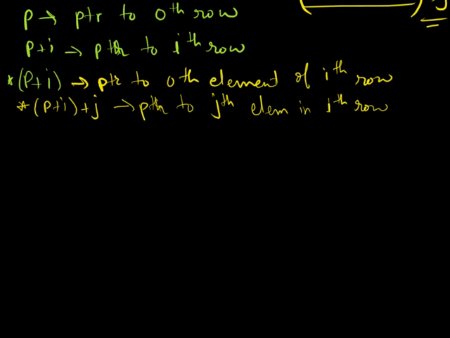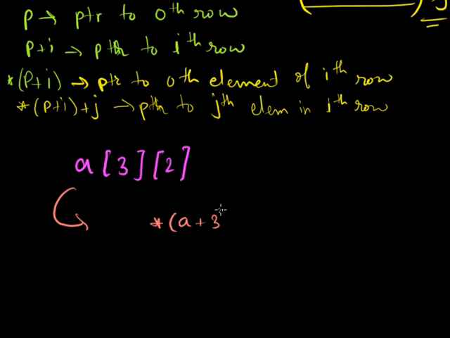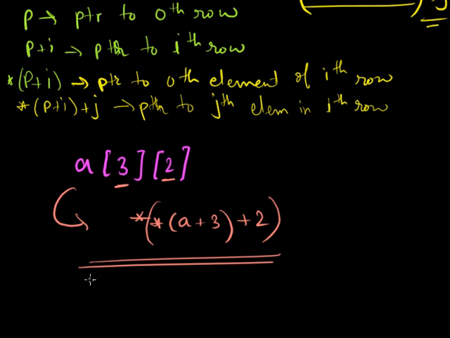So to give you a formula, if you have something like, let's not use p, let's use a of 3, 2. So you have to access the element which resides in the third row and the second column. So first you get to the row, so value at a plus 3. Then to the column, so plus 2, and then you have the pointer, so you access the value using this star operator.